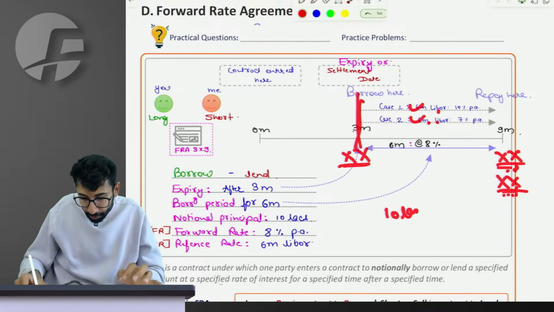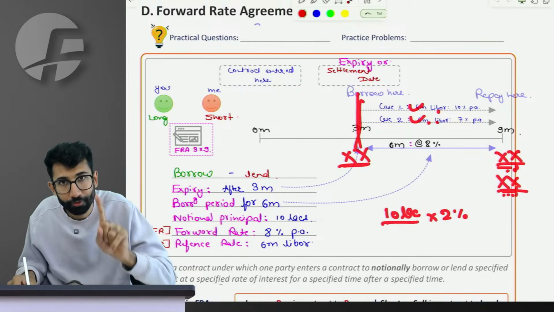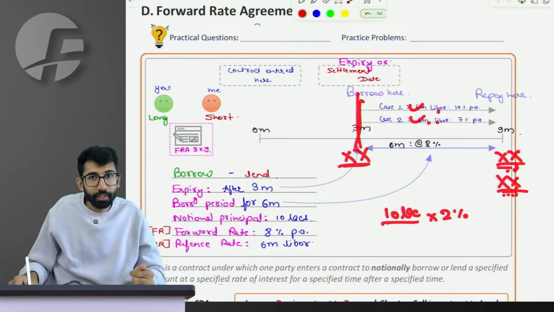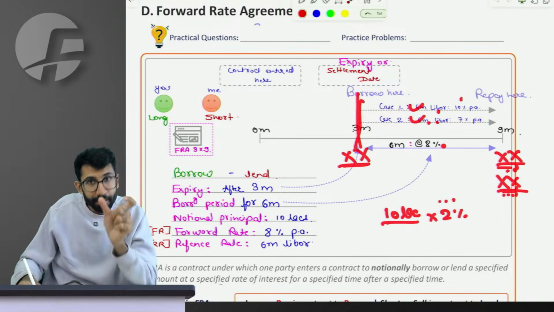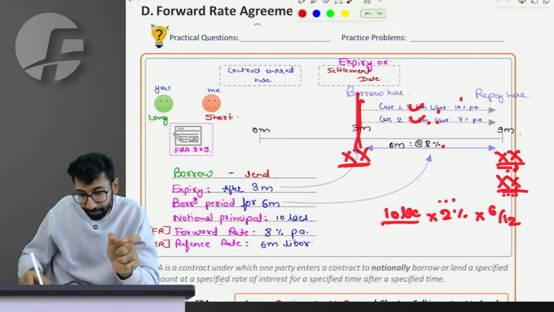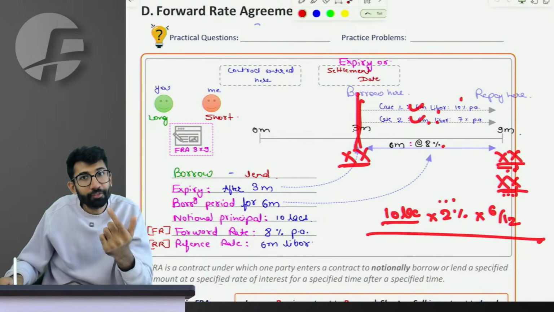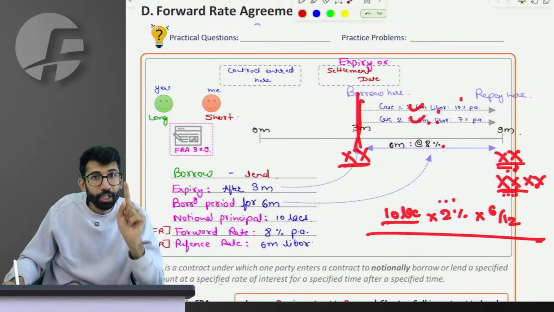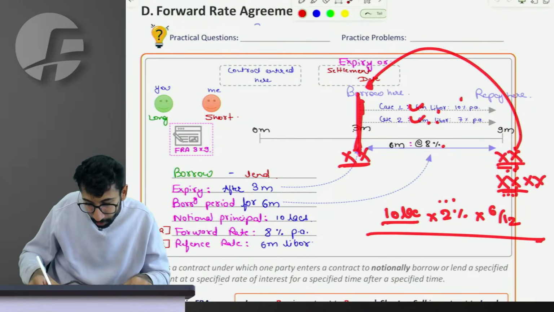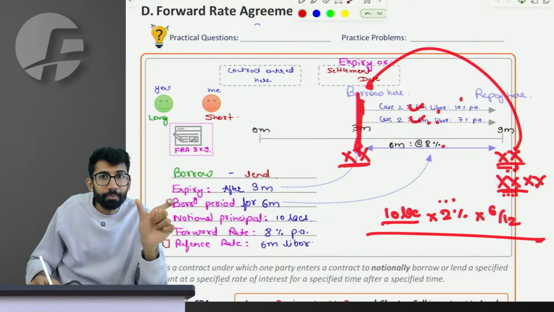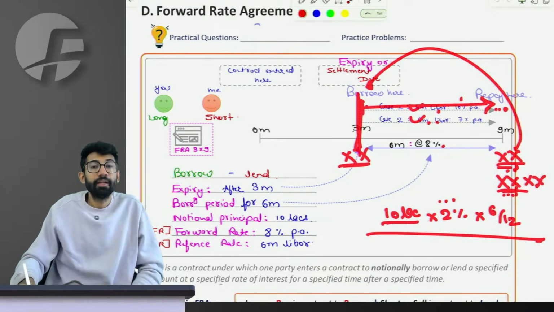We will say on a principal of 10 lakhs. Suppose you gain 2% on an amount of 10 lakh. But do you agree the rates of 10% and 8% were per annum rates, and your period of borrowing is only 6 by 12? So this is the amount of gain that should be net settled between the parties at this point. But you know, when is an FRA actually settled? An FRA is actually settled at the start of the period. At the start of the borrowing period, as soon as the rate for the next 6 months is available in the market, you end up settling the contract.